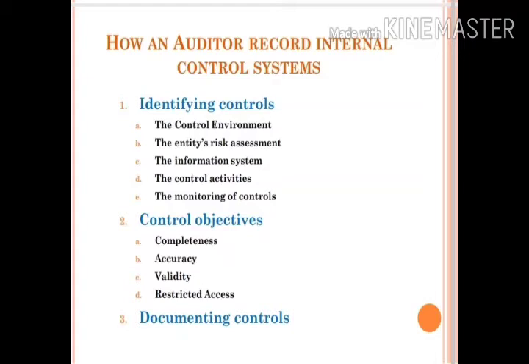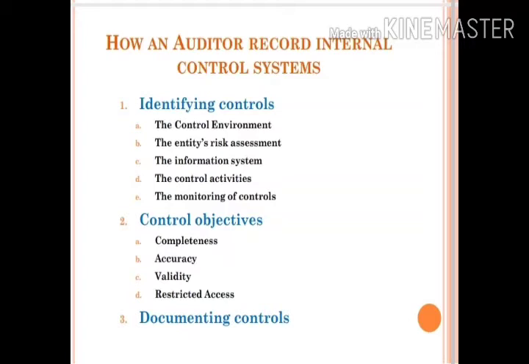So these are the 4 components of the control objective. The control objective should address a specific organization's risk which is related to completeness, accuracy, validity, and who has access to the books of accounts, strategies, operations, and the internal control system of the organization. And the third one is documenting controls.